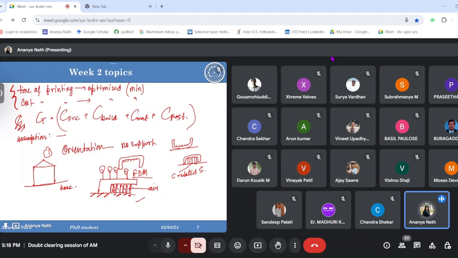But if it cannot be, then... No, not that thing. I just want to know your understanding about support, because we are trying to solve problems in support structure. We are trying to make support structures. But what is the need of a support structure? One thing is overhang. Absolutely correct.